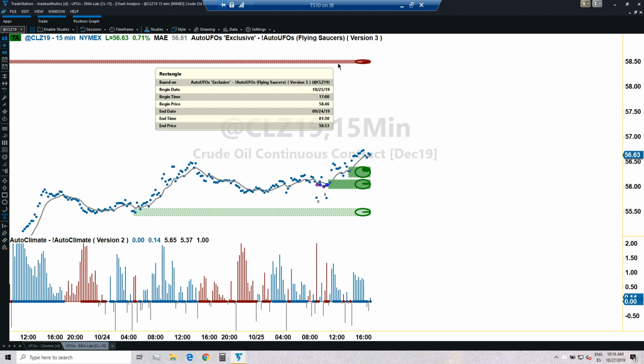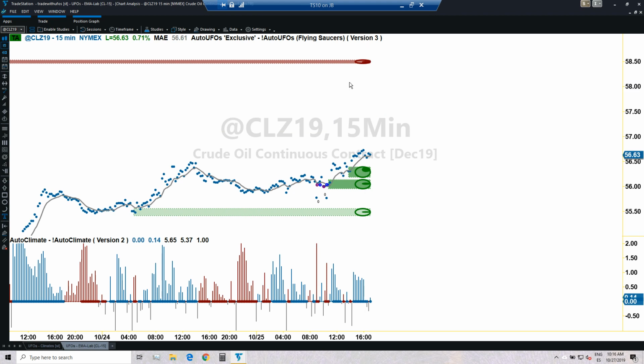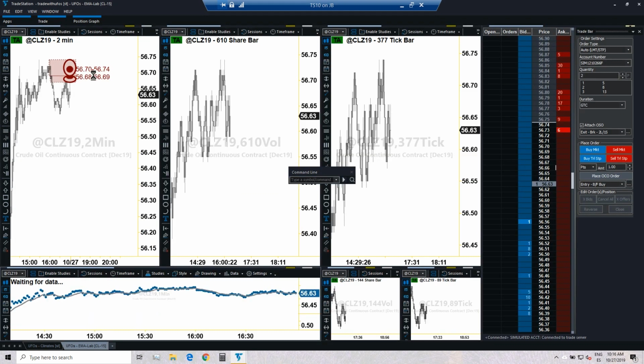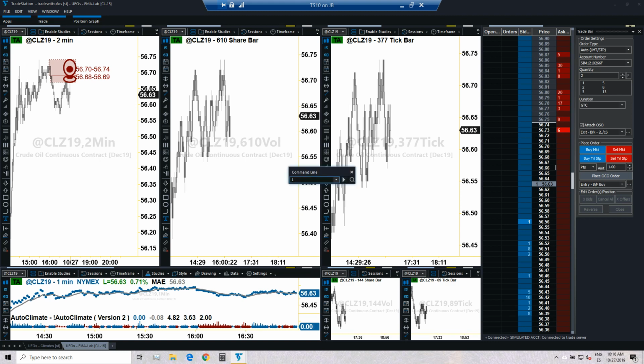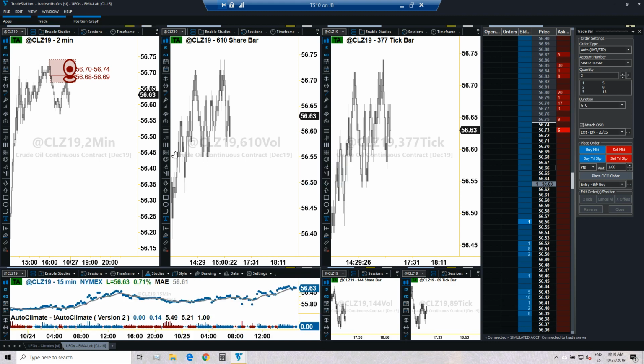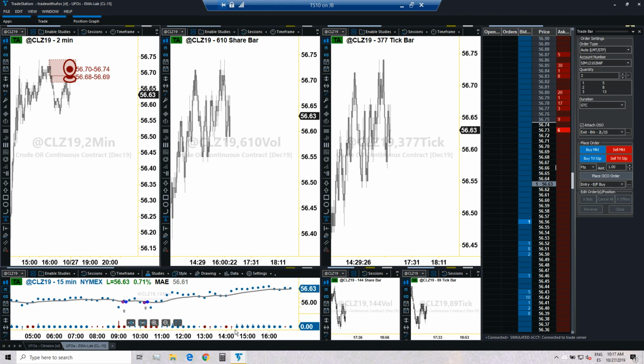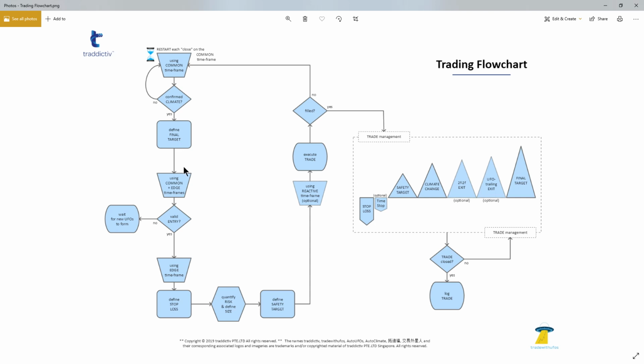So 58.46, that is the target that we're going to keep in mind. What am I going to do? Disable AutoUFOs, I don't need that any longer. Go back to the normal scaling. Here we go, so we have a proper view of the common time frame in my bottom left. Now we need to continue the flowchart and combine common time frames and edge time frame looking for a valid entry.